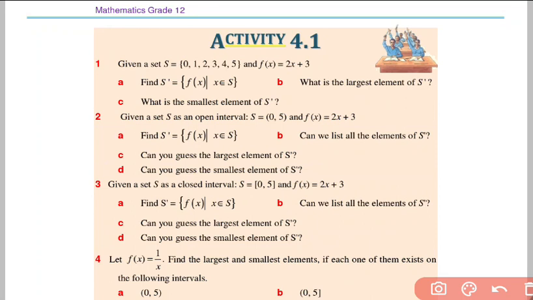Which is the largest? What is the largest element? The S prime of, say, this, and this is the smallest.